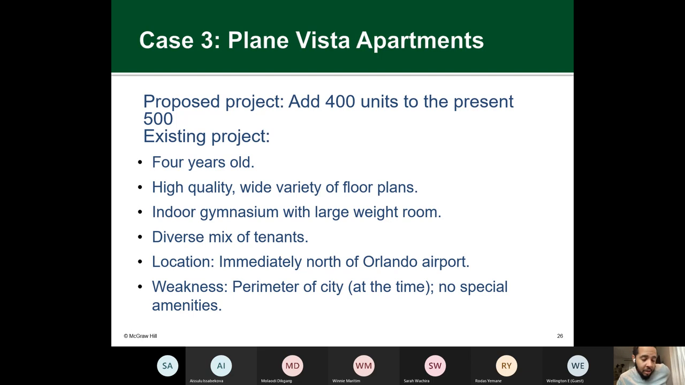Right? So this project we're looking at, someone to add the 4 units, and they had a gym, a diverse school not far from the airport, so you can see the excitement because of location, and it's only 4 years old, all these types of things. One of the weaknesses was there were no special amenities. So the question is, what's the benefit to people that live there? You can see this as this is happening, because I'm not offering a pure benefit. I'm just giving them something.